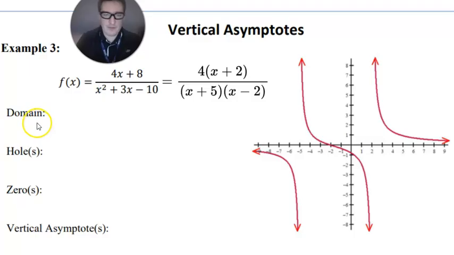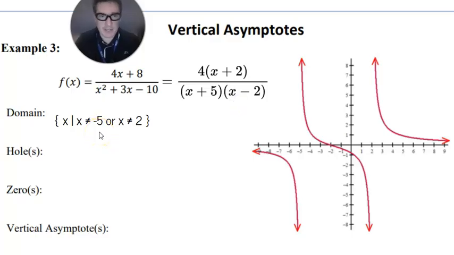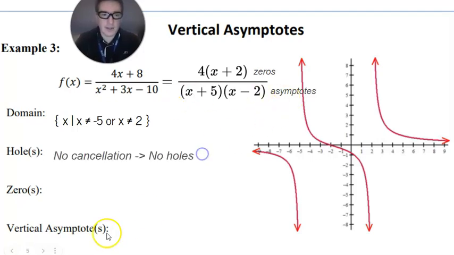First question is domain. Looking at the rational function, I have 2 forbidden x's. X can never equal -5, and x cannot equal 2. The top is always going to tell me what my zeros are, and the denominator, what's left after cancellation, will tell me the asymptotes. Since there is no cancellation of factors, there are no holes, and you can even see on the graph that they did not put holes on the graph.